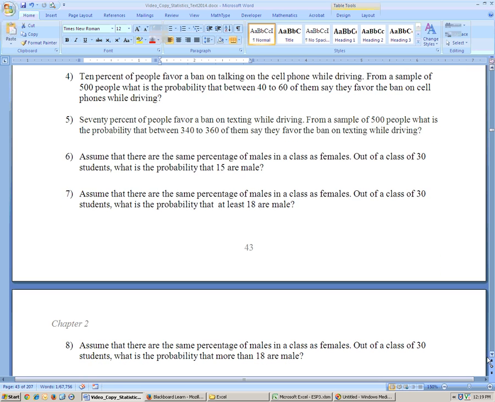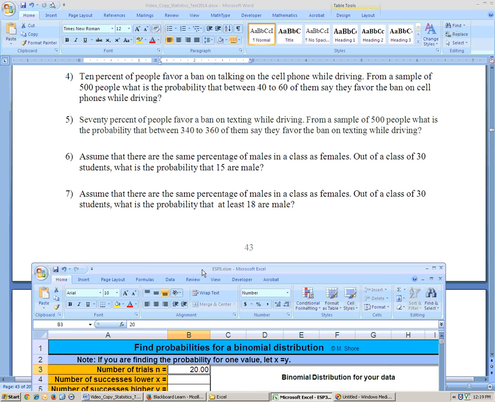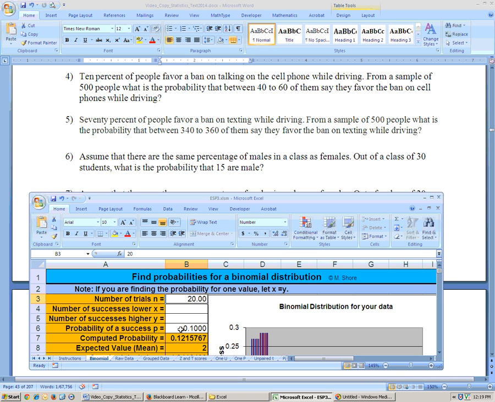So this is problem 4. So right here, 10% is your P. You sampled a total of 500 people, so your N is 500, and it says between 40 and 60. So your X is 40, and your Y is 60, and your answer is right here. So what's the probability of this happening between 40 and 60?